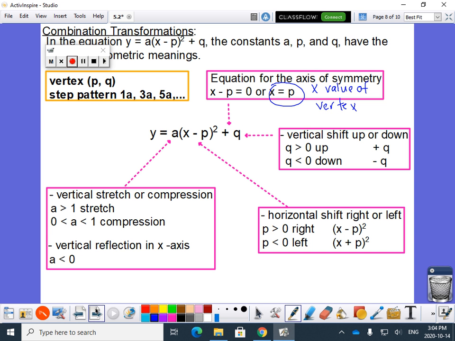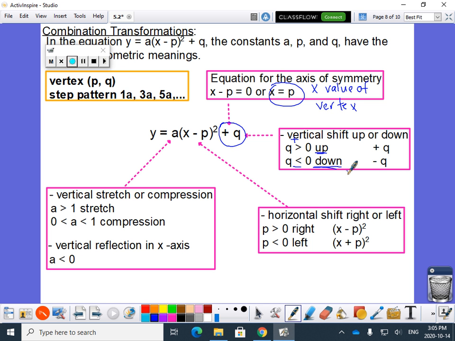Okay, down here we have looking at Q, so a vertical shift up or down. So it's this Q here that's going to tell you, sorry, I'm going to add the plus sign in there. It's this here that's going to tell you if it's shifting vertically up or down. So if you have Q greater than 0, so if you have a positive Q, it's going to move up. And if you have a Q less than 0, so a negative Q, then it's going to move vertically down.